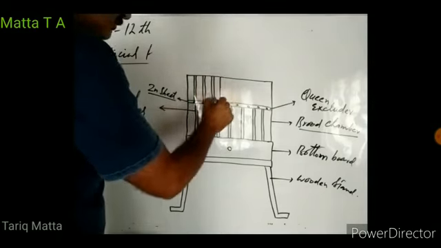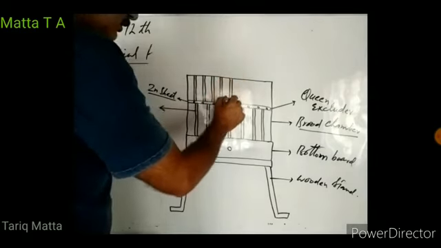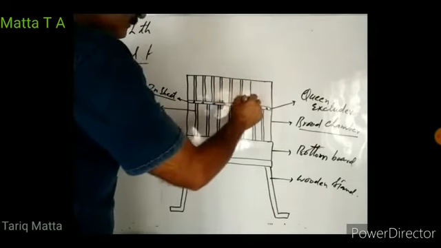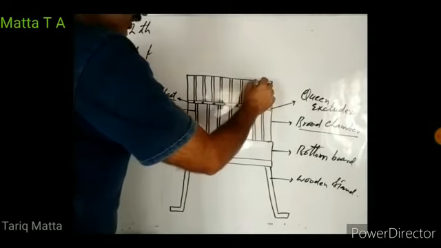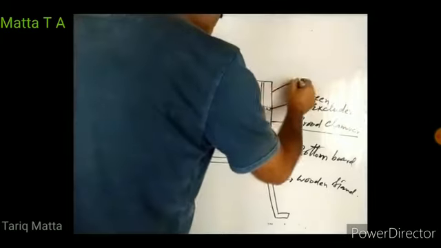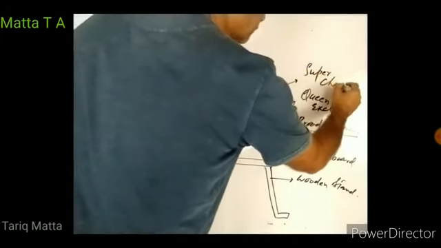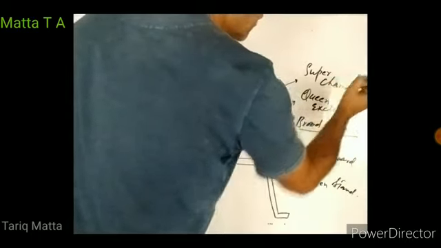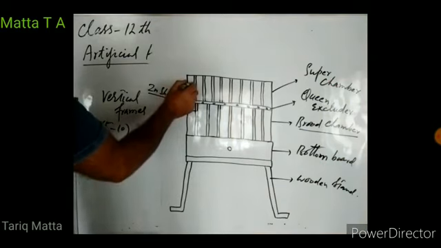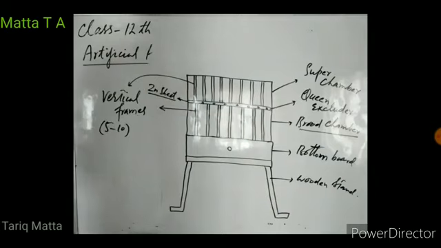I am showing you the details of a Langstroth hive. What is the construction of the Langstroth hive? There are again vertical frames. This chamber is known as the super chamber, and it also has 5 to 10 vertical frames.